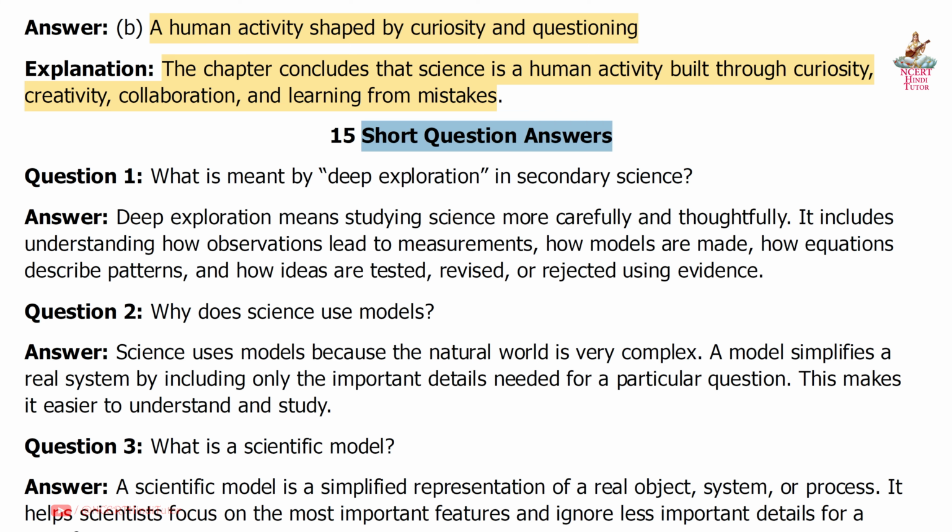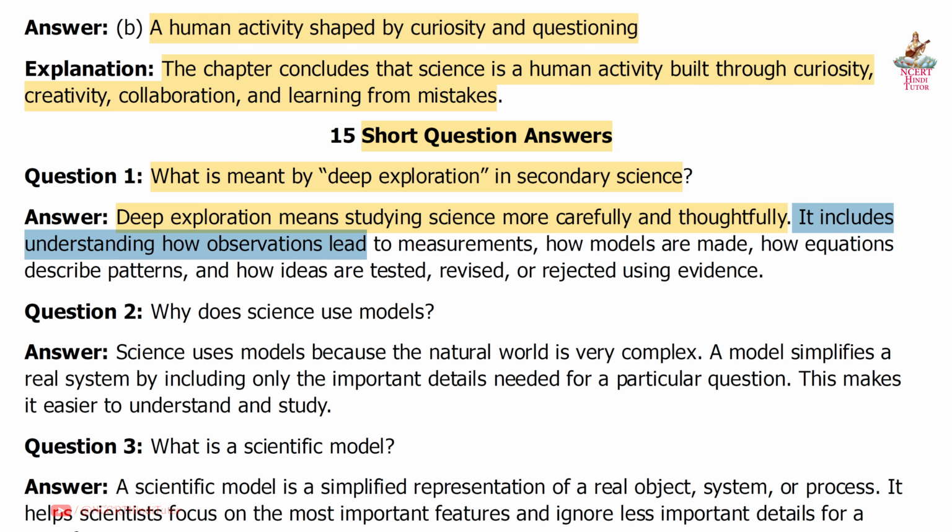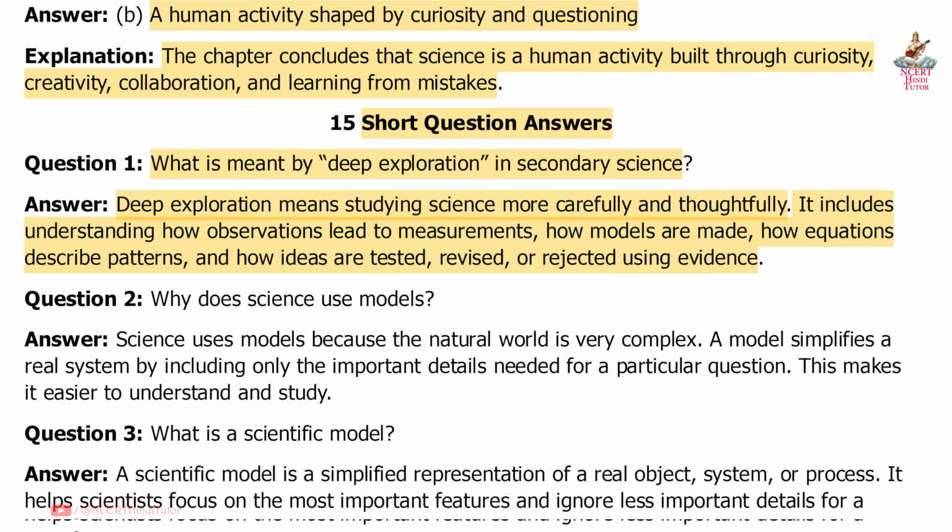Next, 15 short question answers. Question 1. What is meant by deep exploration in secondary science? Answer: deep exploration means studying science more carefully and thoughtfully. It includes understanding how observations led to measurements, how models are made, how equations describe patterns, and how ideas are tested, revised, or rejected using evidence.